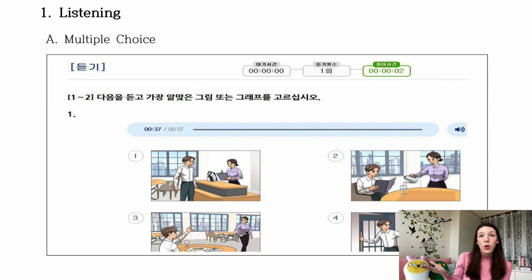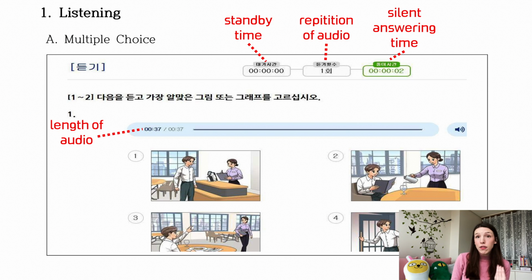The first section, of course, was listening. I will put an example of what the screen looks like during one of the listening questions in the guide to this new test. As you can see at the top, it offers some time information. So you can see how much standby time there is before the audio starts playing for that question, which is usually like 2 to 3 seconds. Then it says how many times it'll play, and then how much time you'll have to answer the questions in silence, with no audio being played after the question audio is over.